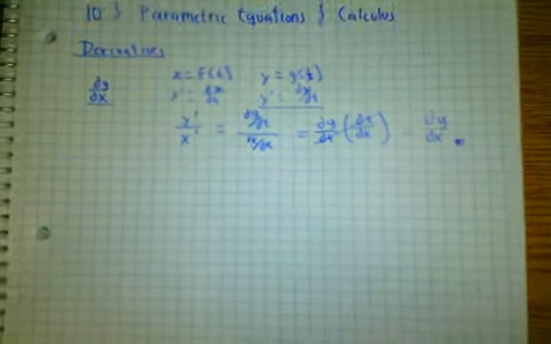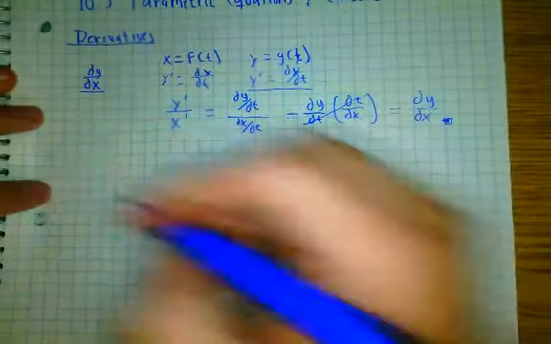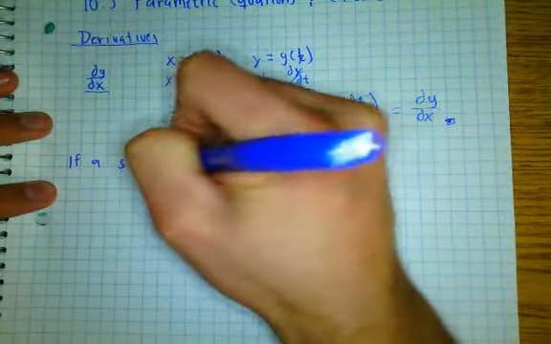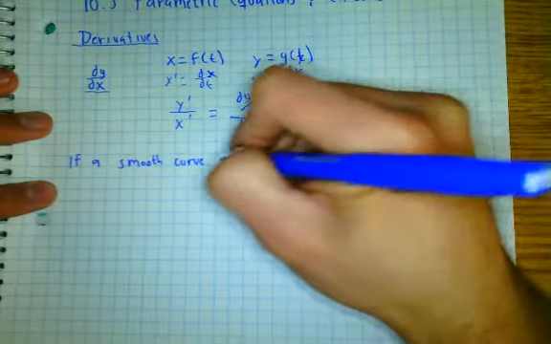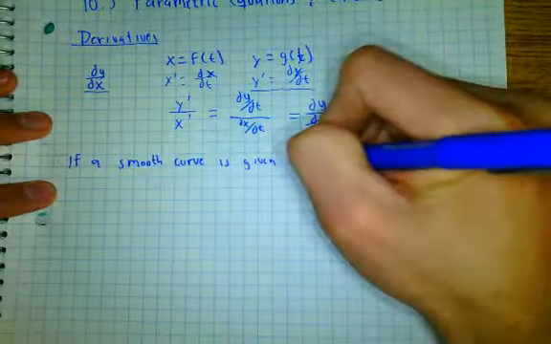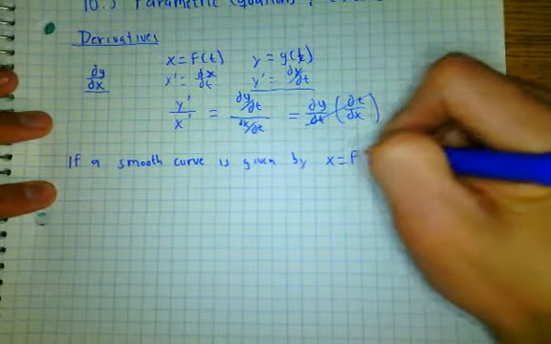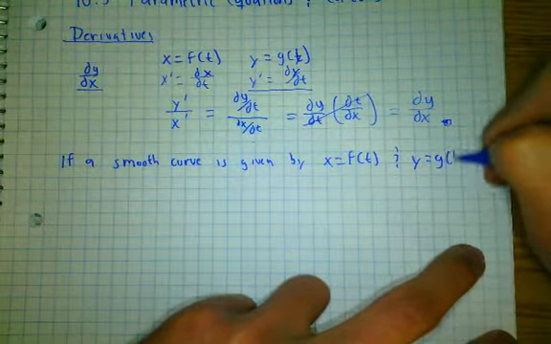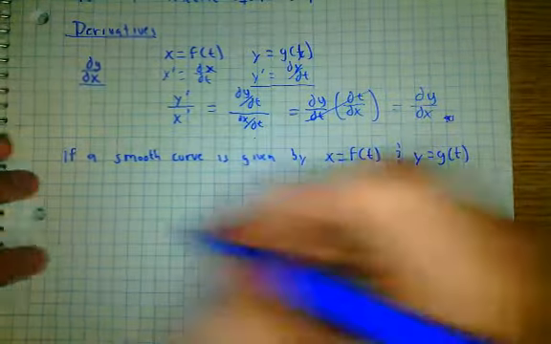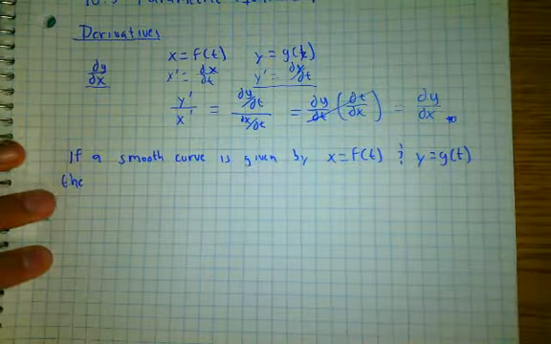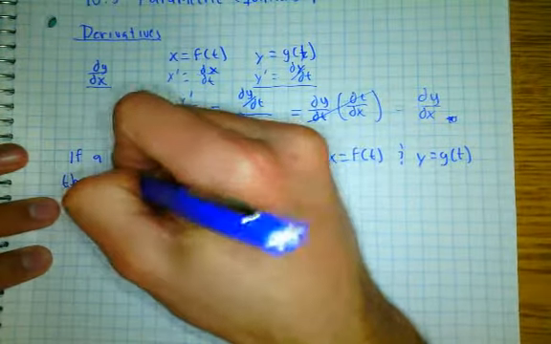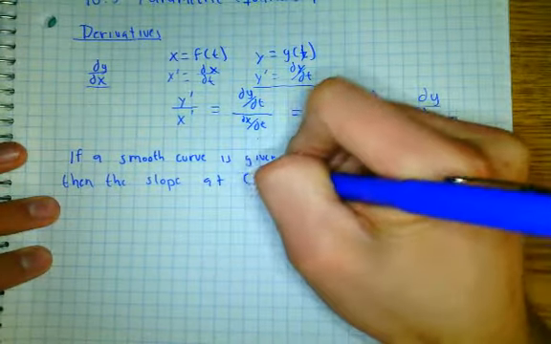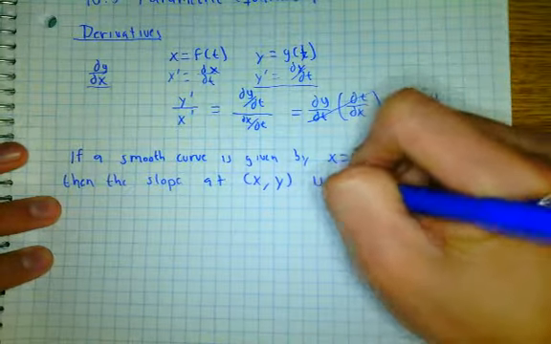So now let's put this into words and make it official. So let's put a definition. Let's say if a smooth curve is given by x equals f of t and y equals g of t, then I'm going to throw some vocabulary your way. Then the slope at x comma y is given by the following.